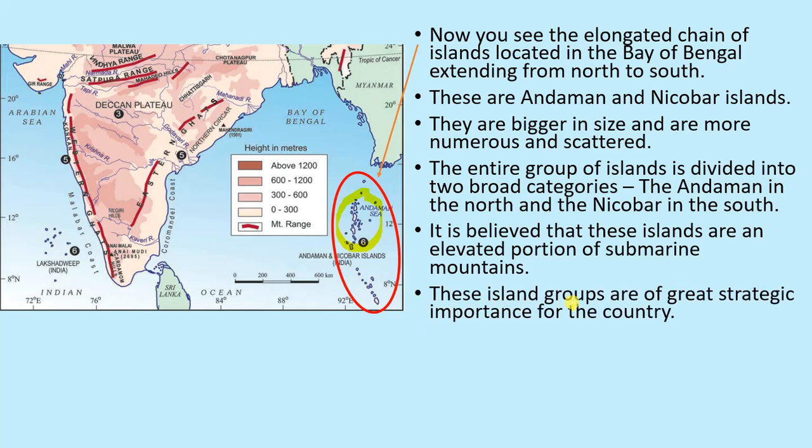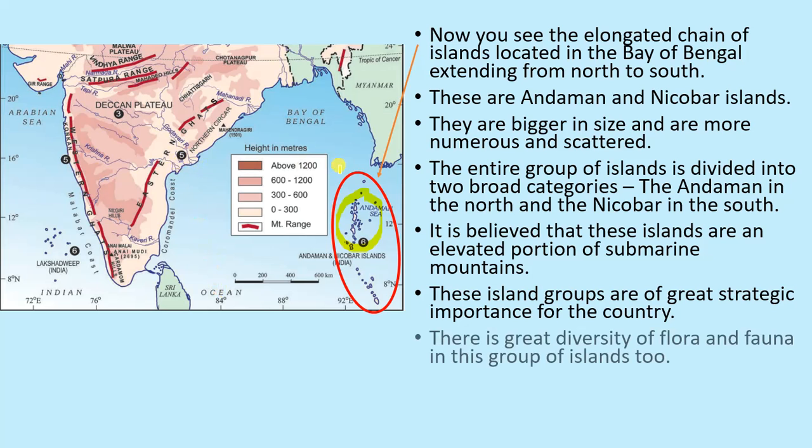So these island groups are of great strategic importance for the country. Of course, this provides an extension over this large sea and ocean part. There is a great diversity of flora and fauna in this group of islands too. Similar to the Lakshadweep islands, the Andaman and Nicobar islands also experience diversity in flora and fauna.